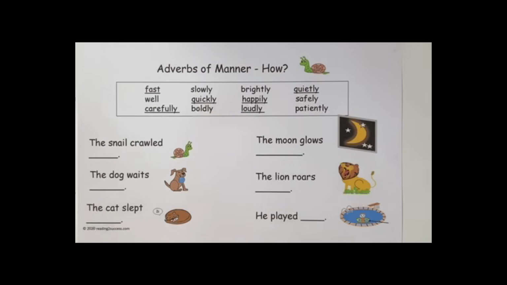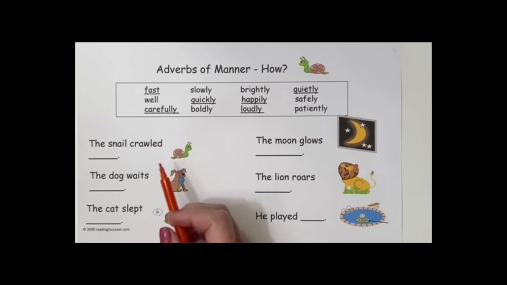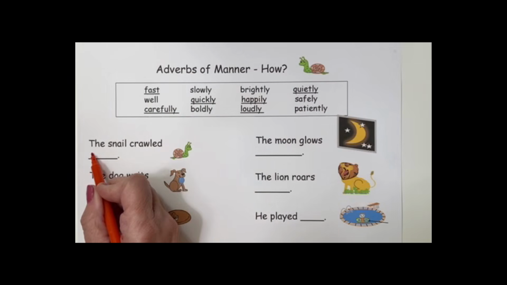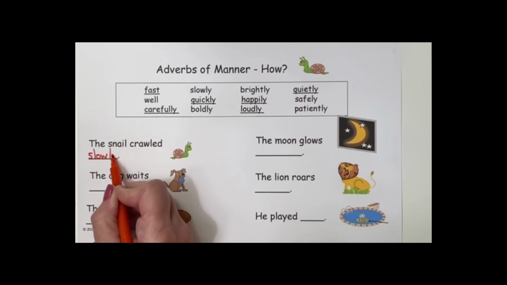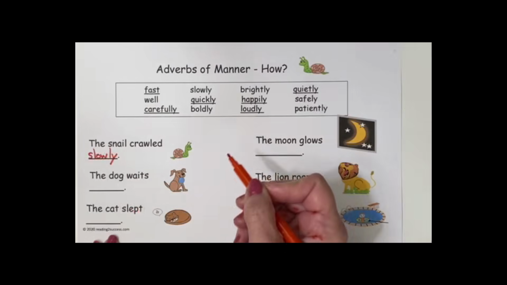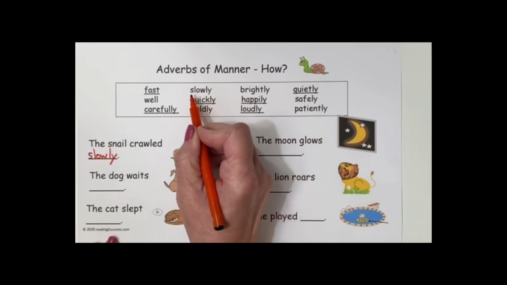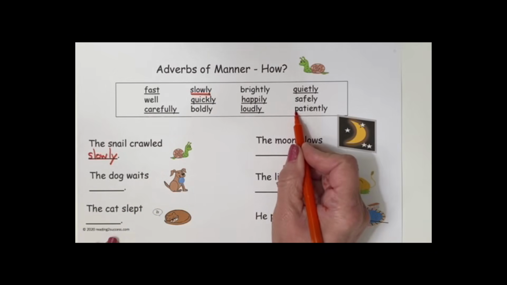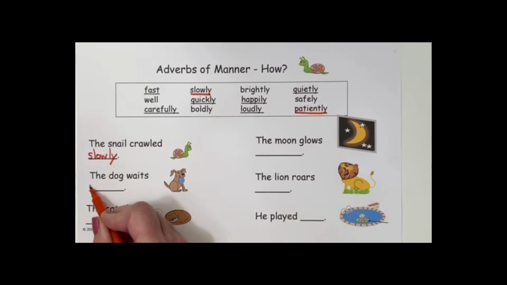Okay. The snail crawled slowly. We know that from before. So slowly, S-L-O-W-L-Y. Then we have to cross that one off, or let's underline it. Okay, the dog waits patiently. That's kind of a long word. Let's see if we can fit it in. I think we're going to, yay.